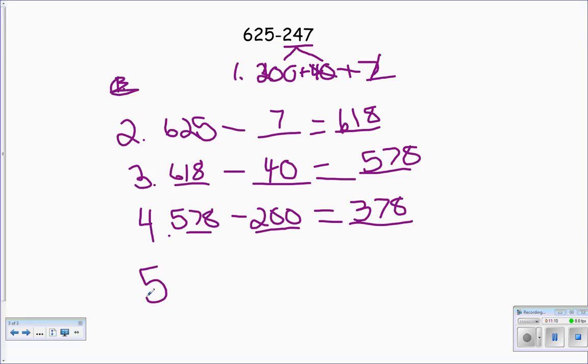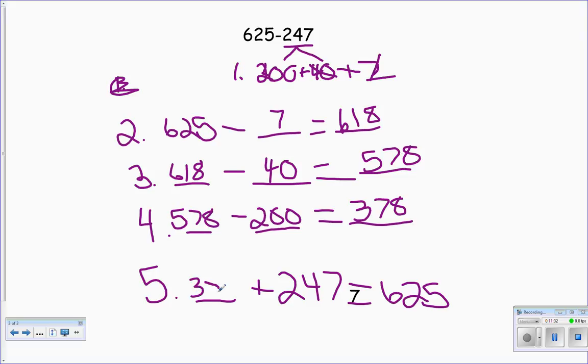On step 5, you're going to see where it says blank plus 247 equals 625. The number that goes in the blank is the number that we just, our answer, what we just got. We are checking our work. So what I want you to do is to check to make sure if this is true. Okay, is 378 plus 247 really 625?